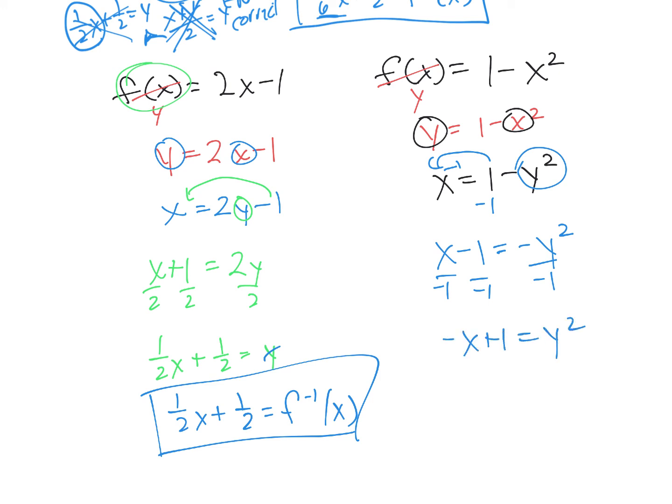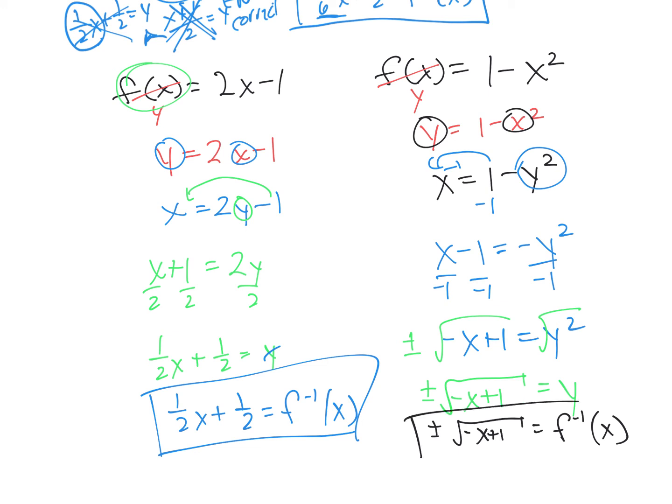To get rid of the power of 2, we have to have a square root. When we put a square root, we need a plus minus. So we have plus minus the square root of negative x plus 1 equals y. And then instead of y, we want this as plus minus the square root of negative x plus 1 equals f inverse of x. And that's my inverse function.